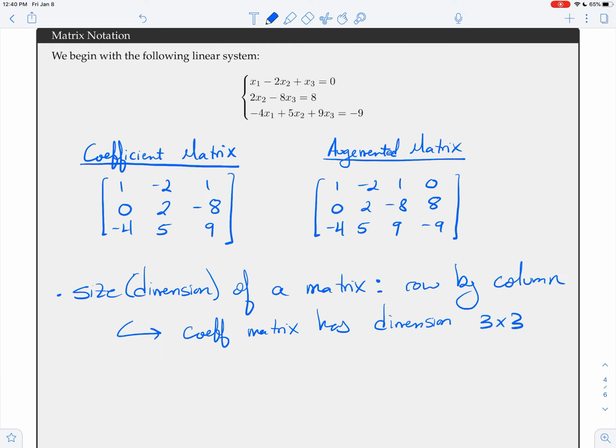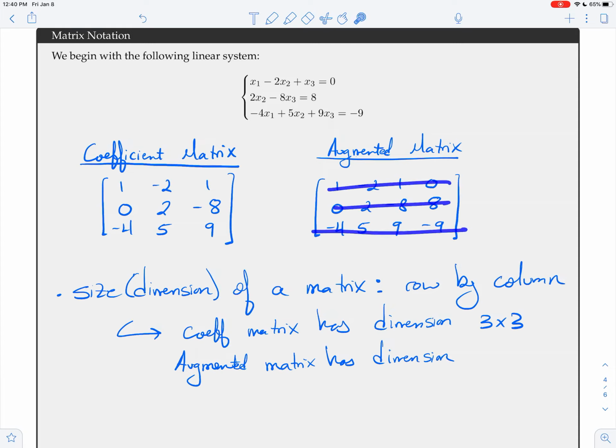Okay, and the augmented matrix. Yeah, I thought something looked funny. I got an extra little E in there. Something didn't feel right and I wasn't paying attention. We'll just fix that. Augmented matrix. There we go. The augmented matrix has dimension, while I'm writing, see if you can count it. Row by column, so 1, 2, 3 rows, 1, 2, 3, 4 columns. So this would be a 3 by 4.